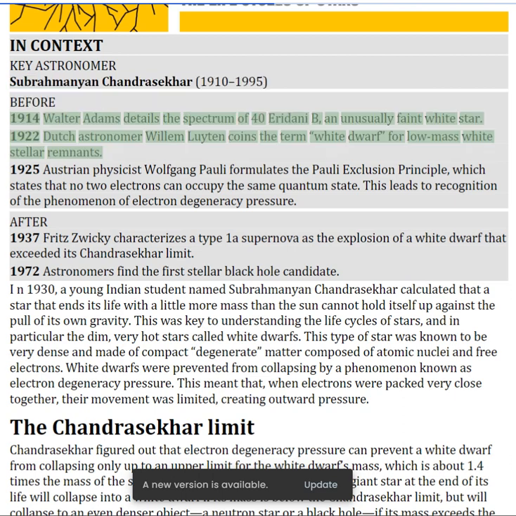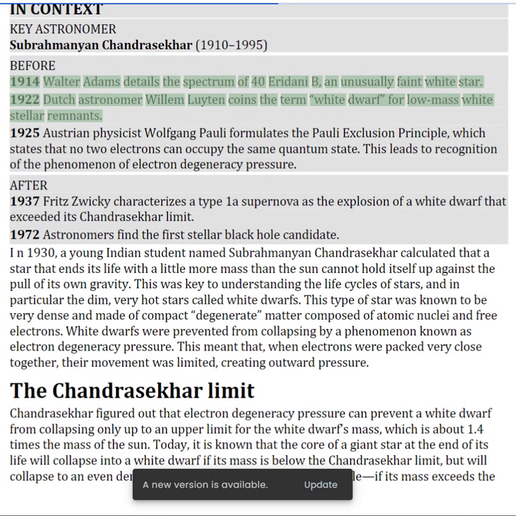Before. 1914 Walter Adams details the spectrum of 40 Eridani b, an unusually faint white star. 1922 Dutch astronomer Willem Luyten coins the term white dwarf for low-mass white stellar remnants.